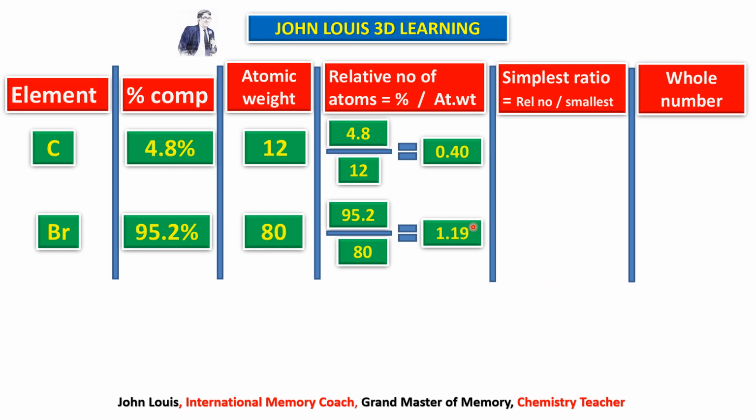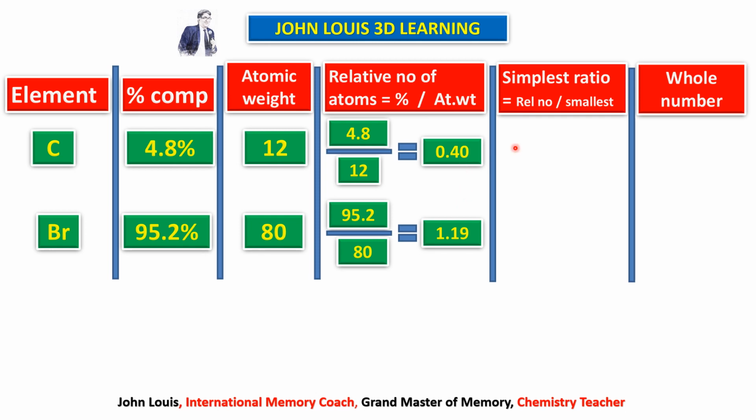So here it is 1.9. The second number is 1.19, therefore the first digit can be corrected as 2. Therefore this may be taken as 1.2. This can be taken as 1.2. But which is the smallest one out of these two? 0.4 is the smallest one.